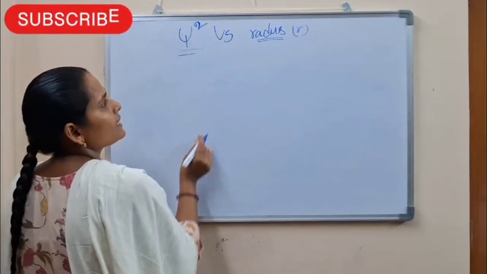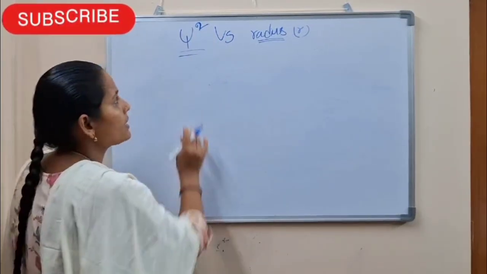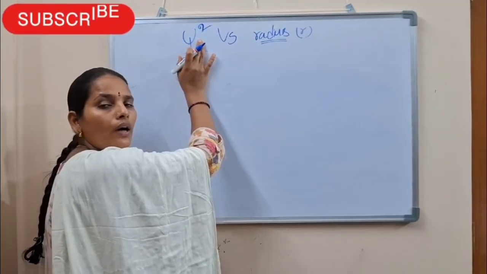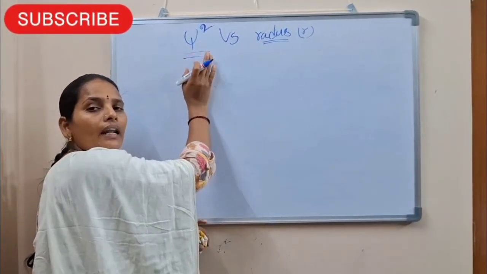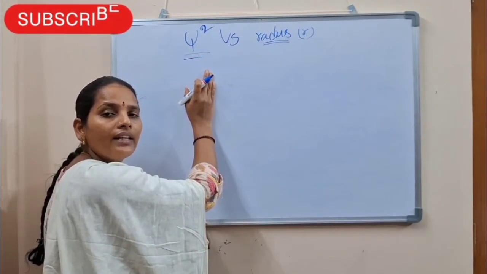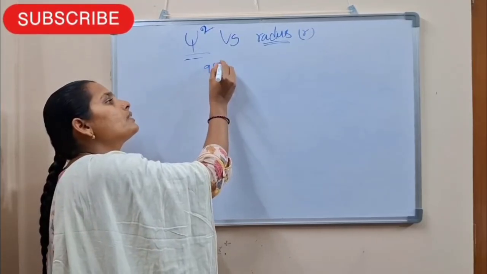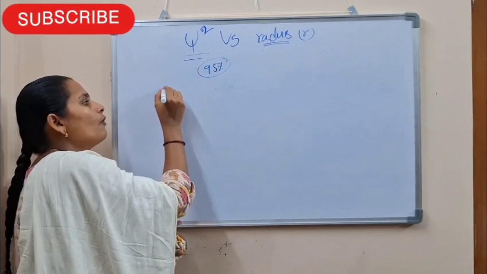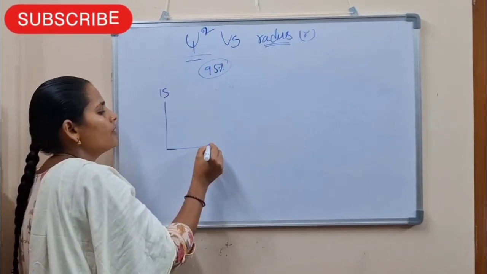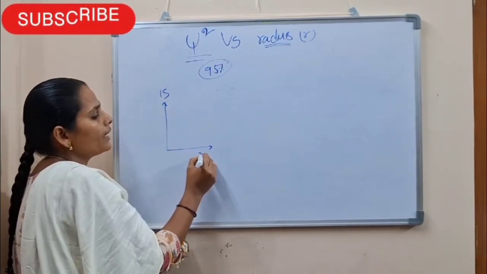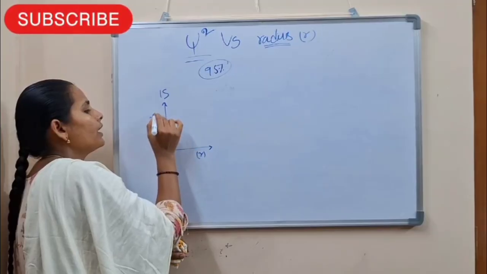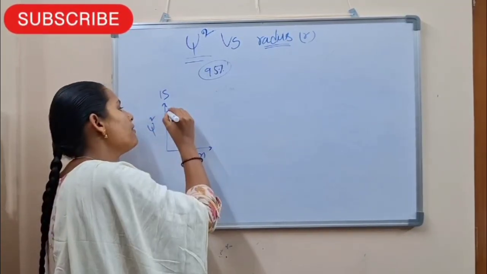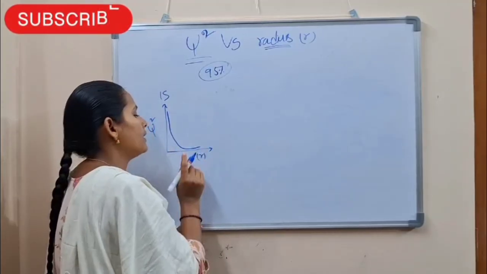Probability density is nothing but psi square. Psi square is the probability density of the orbital, the region where the chance of finding the electron is 95%. Let's plot the graph for 1s. On the x-axis we are taking the radius, on the y-axis the probability density of the electron. The graph will be like this.